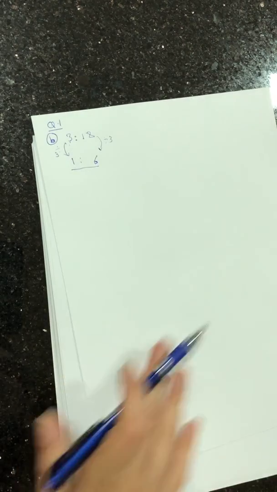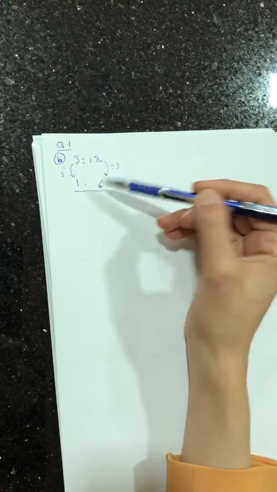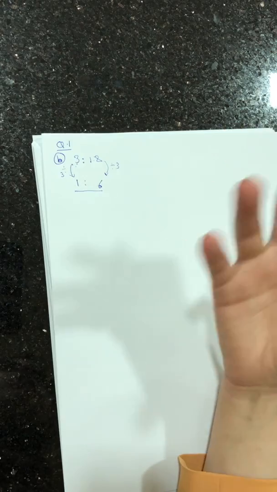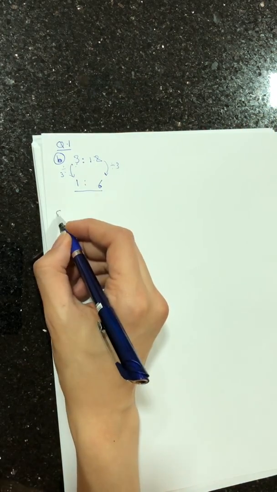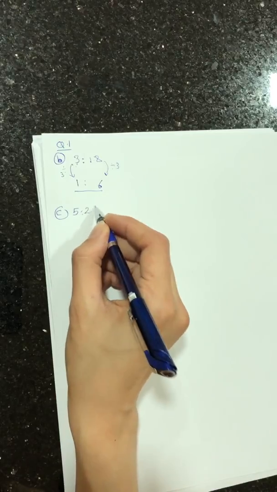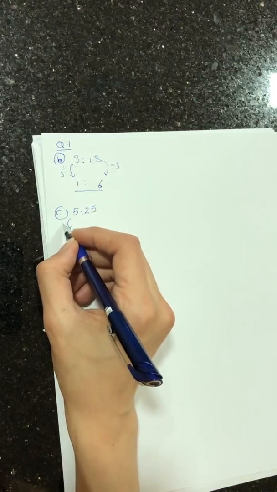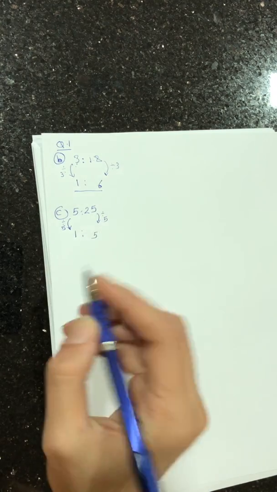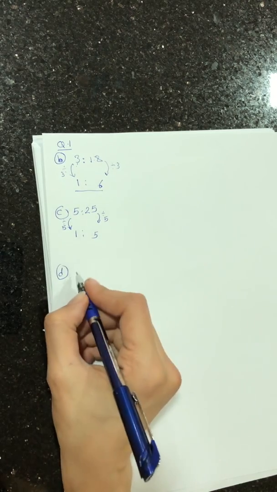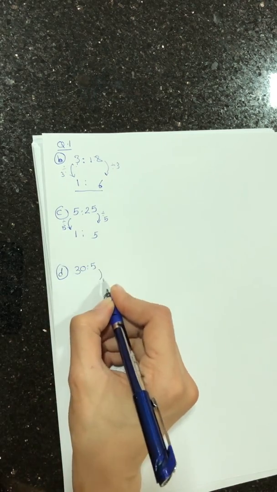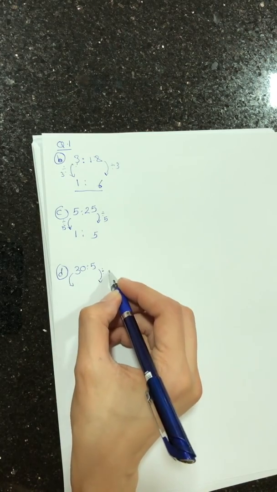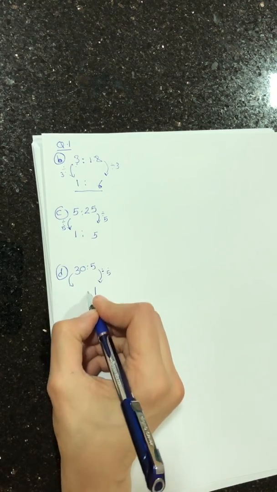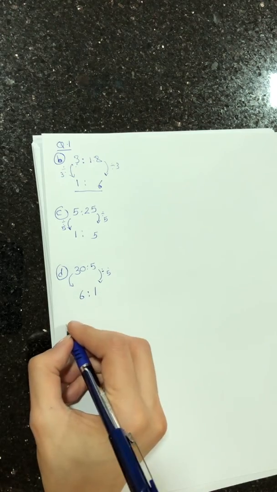Both of these ratios are called equivalent ratios. So equivalent ratios mean both of these ratios are equal. Now let's do C. 5 to 25. When you divide by 5, you'll get 1. And 25 divided by 5, you'll get 5. D. 30 divided by 5. You can easily see that both numbers are divisible by 5 because one ends in 5 and one ends in a 0. So 5 divided by 5 is 1. 30 divided by 5 is 6.